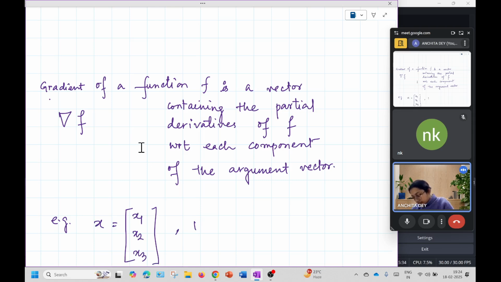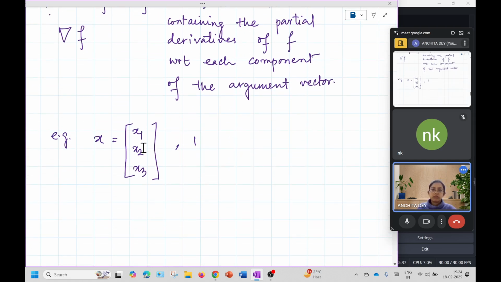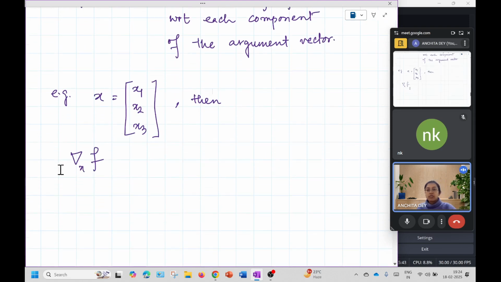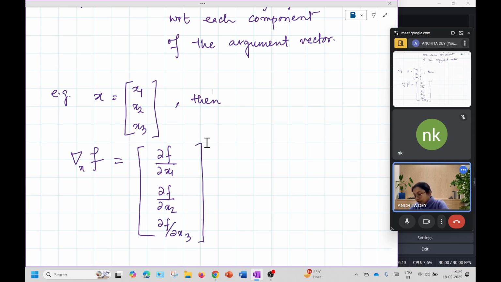Then grad f, so this is a way to write the gradient symbol. We have grad f with respect to x, because we are doing a normal differentiation, we are not talking about any directional derivative right now. That means we are taking it in the direction of x, because that's the only vector we have. So then grad f with respect to x is simply dou f dou x1, dou f dou x2 and dou f dou x3.